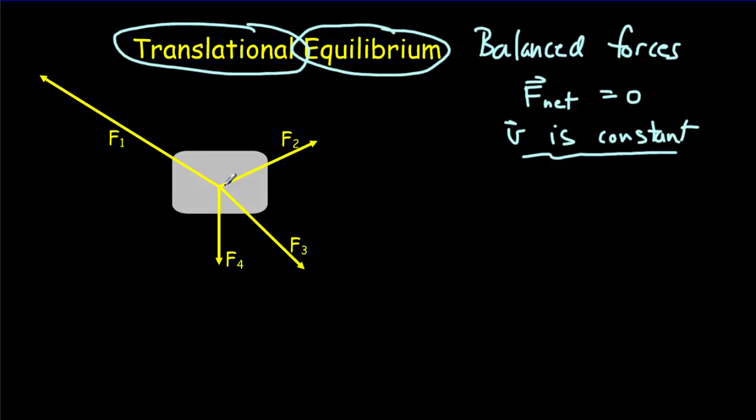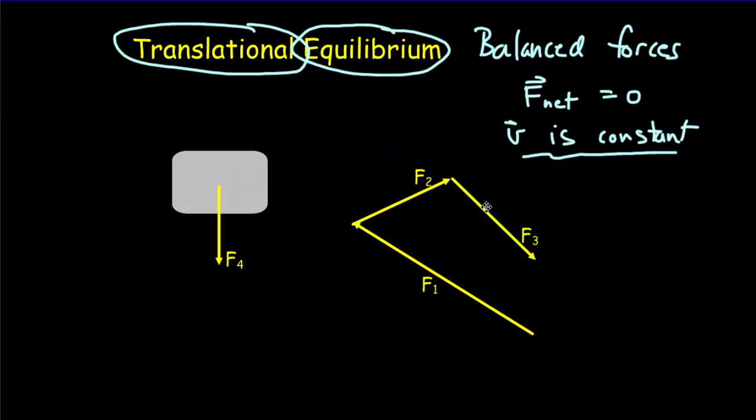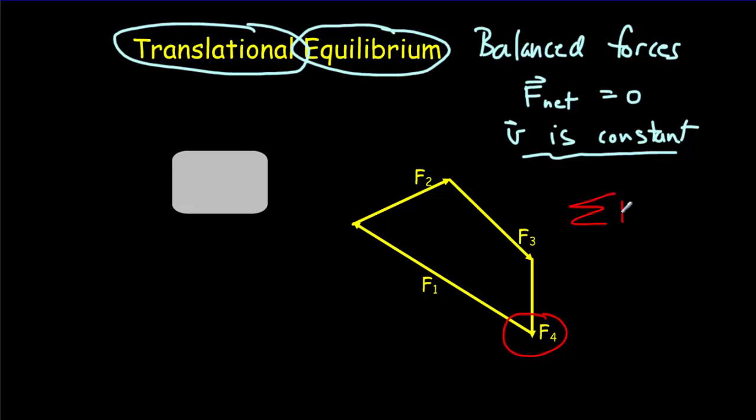If that's true, then I should be able to add these 4 forces, meaning join them head to tail. And if I do so, join them all head to tail, I should end up in a situation like this. So when the vectors come around and join back up again like this, that means that our vector sum is equal to 0. And that means our net force, our resultant force, is 0.